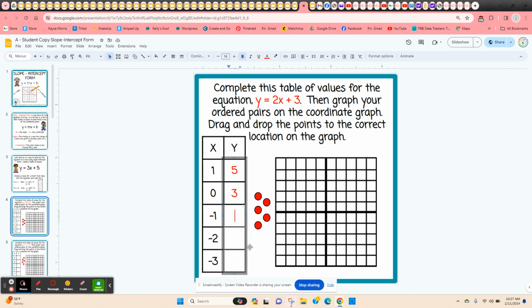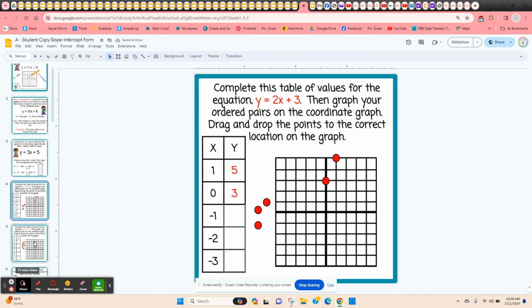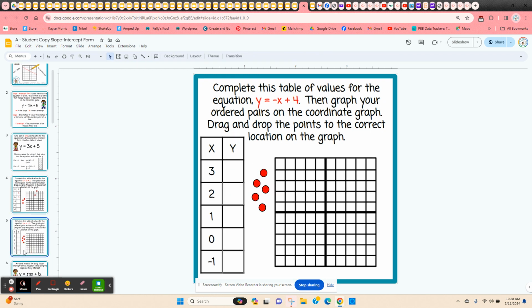Once they have this filled out, then they can use these movable points and they can plot them on the coordinate plane. So 1, 5, they're just going to click and hold on the point. Start at the origin, they go to the right 1, up 5. 0, 3, start at the origin, go up 3. And once they've got all of these points, it should form a straight line. They're going to do the same thing on the next slide with a different equation.